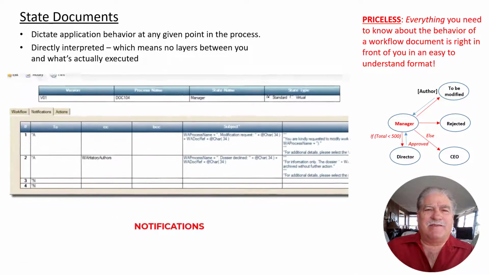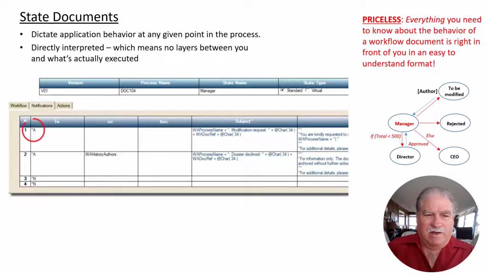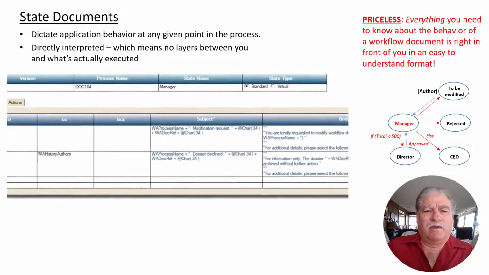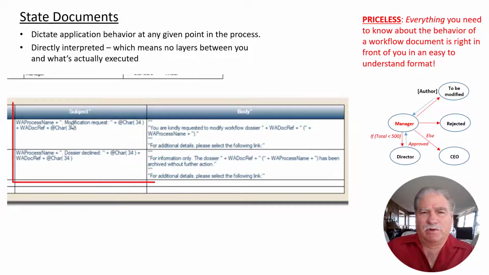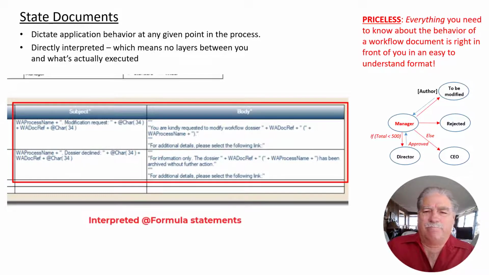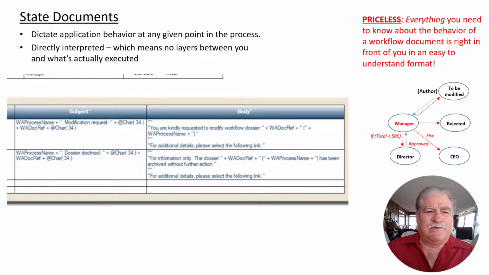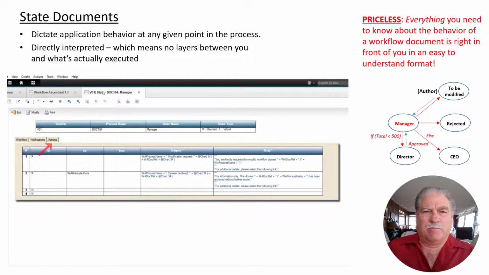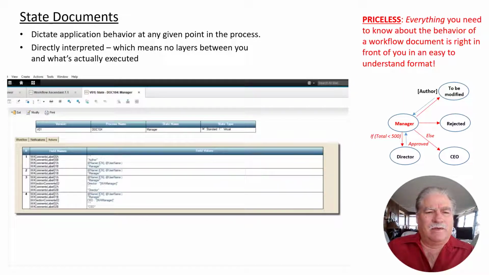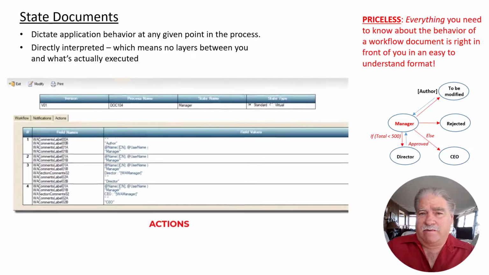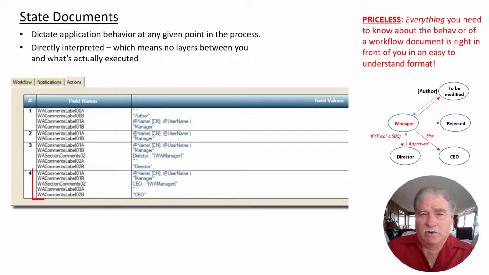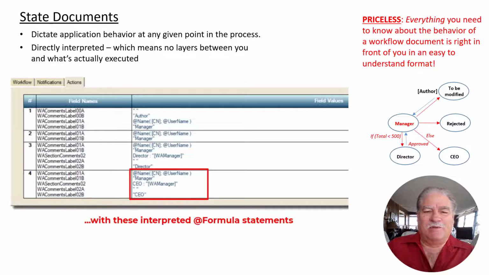Again, everything that's happening is right in front of your eyes. Document author, the next users to intervene in the process, interpreted at formula statements. Basically, for 90% of these notifications, it's copying and pasting existing examples, 90% of the time. Actions, so updating the document, those fields with these interpreted at formula statements.